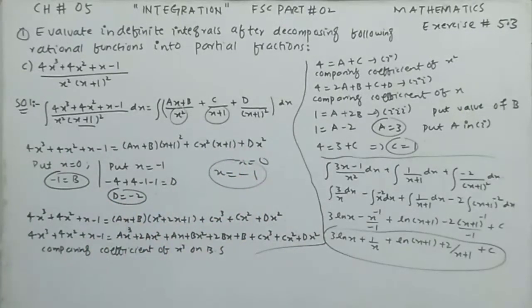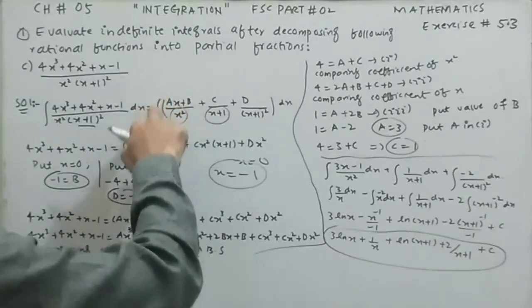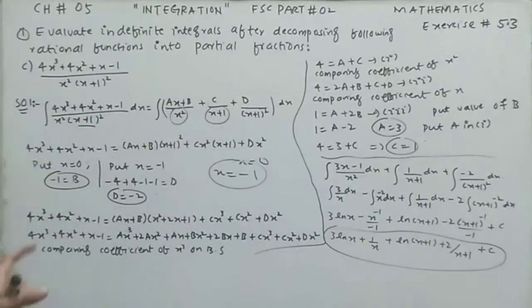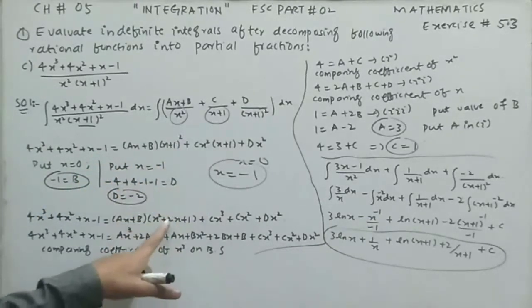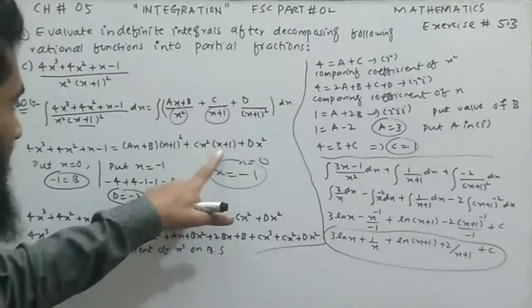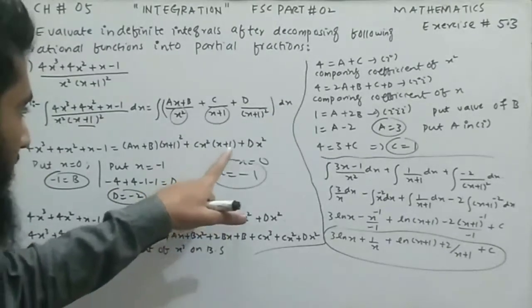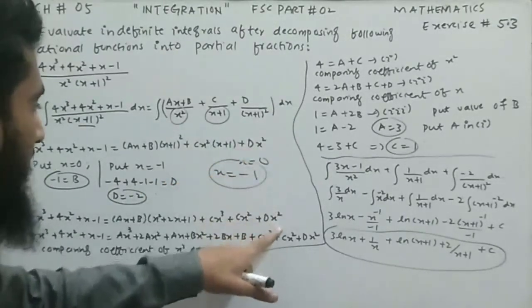Now we need the values of a and c to integrate the given function. The given equation is 4x cube plus 4x square plus x minus 1 equals a over x plus b over x square plus c over x plus 1 plus d over (x plus 1) whole square. Multiplying out, (x plus 1) whole square gives x square plus 2x plus 1, cx square multiplied by x gives cx cube, cx square into 1 gives cx square, and plus dx square.